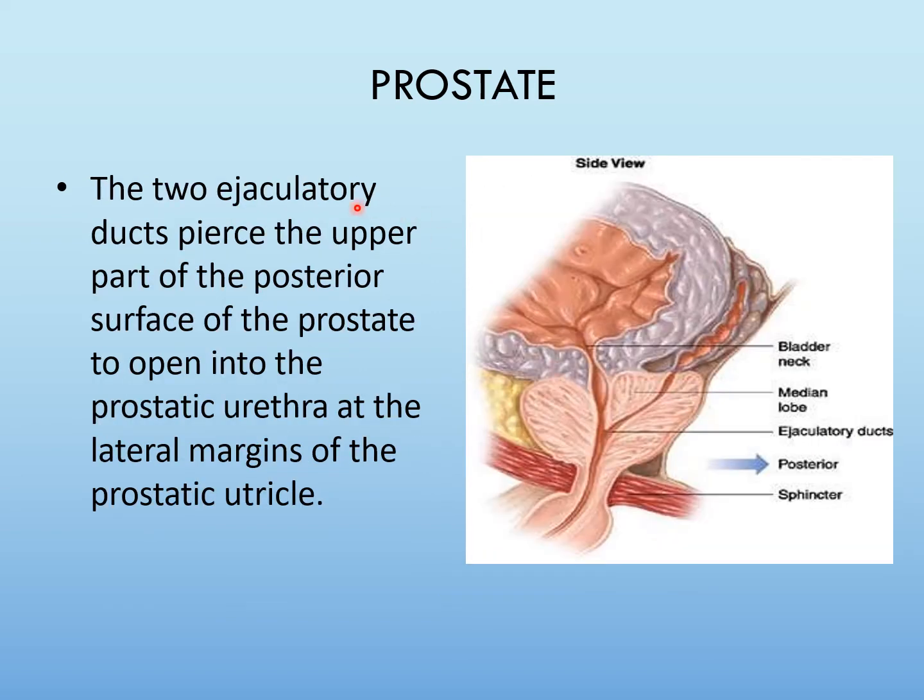The two ejaculatory ducts pierce the upper part of the prostate to open into the prostatic urethra at the lateral margin of the prostatic utricle. Inside the prostate, there is the prostatic utricle, where the ejaculatory duct opens into the prostatic part of the urethra. That is the area where the ejaculatory duct opens into the prostatic urethra.